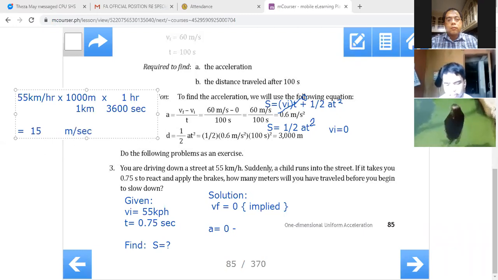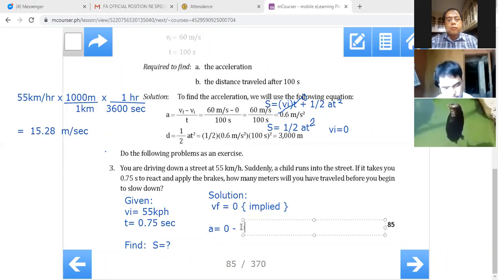15.28. Okay, sir. That is now our value. So we will use that value here after simplifying. So therefore, we will use a consistent unit, and that will be 15.28 meters per second.